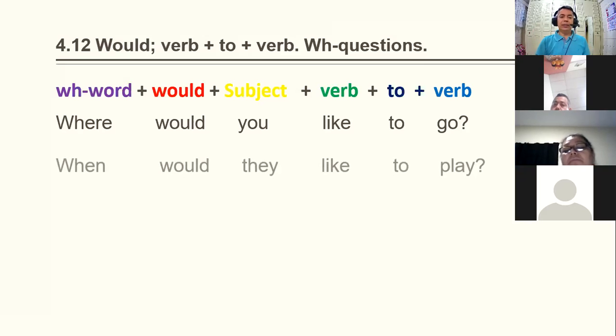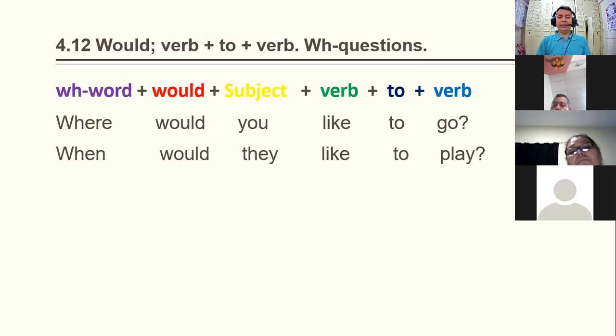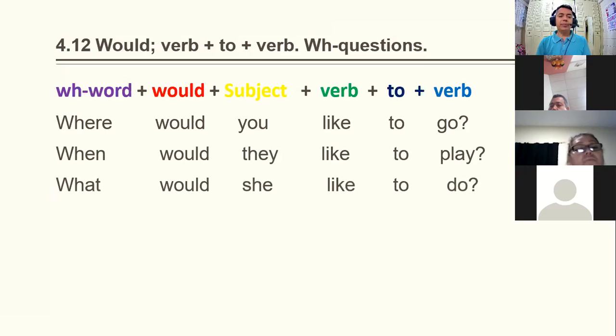Okay. When would they like to play? ¿Cuándo le gustaría jugar a ellos, verdad? When would they like to play? What would she like to do? ¿Qué le gustaría hacer a ella? What would she like to do?